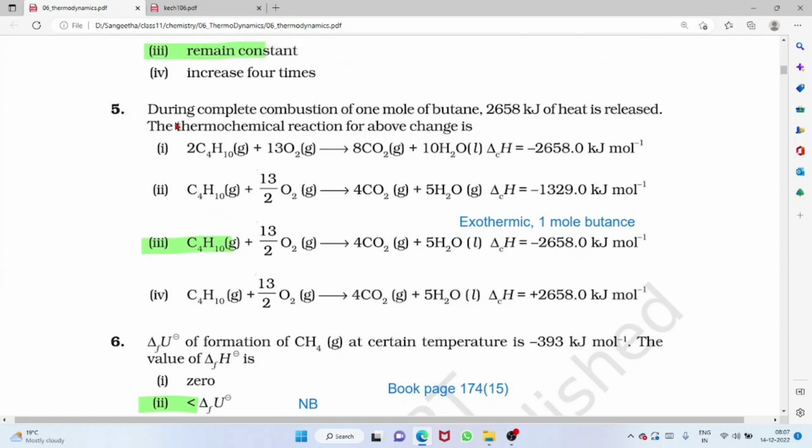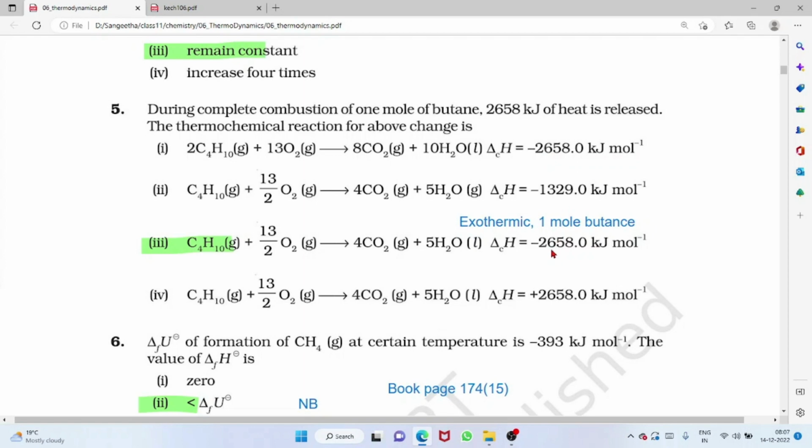During the complete combustion of 1 mole of butane, this much kilojoules of heat is released. The thermochemical reaction of the above changes. See, now the heat is released, that is exothermic, that is negative. Then it is 1 mole. Now only two options are negative here.